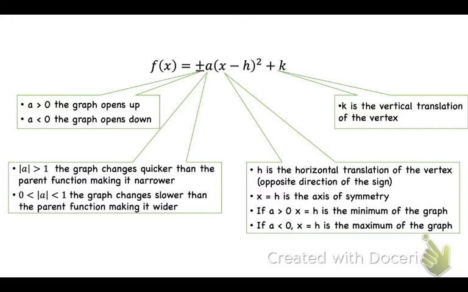The absolute value of a is greater than 1. The graph changes quicker than the parent function, making it narrower. The book, I think, calls it a vertical stretch. I call it narrower or wider, because you guys say it stretches. That's not specific enough.